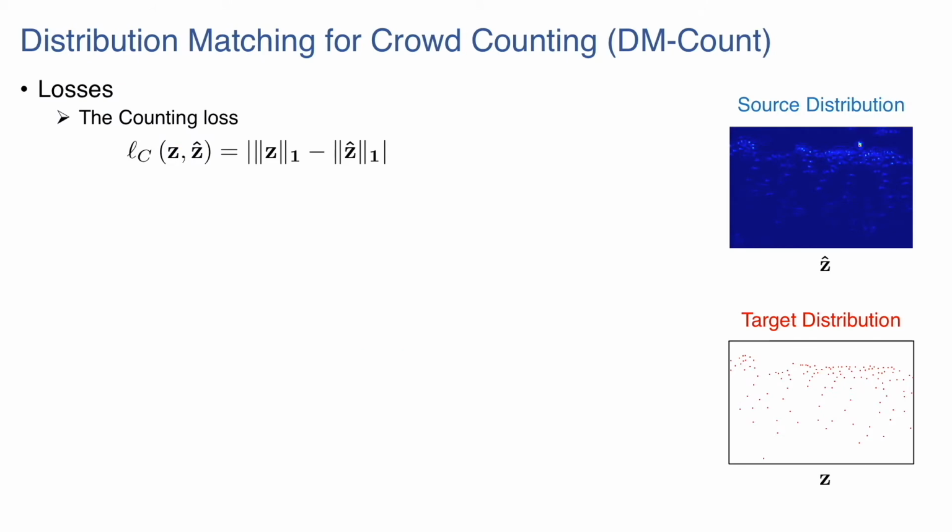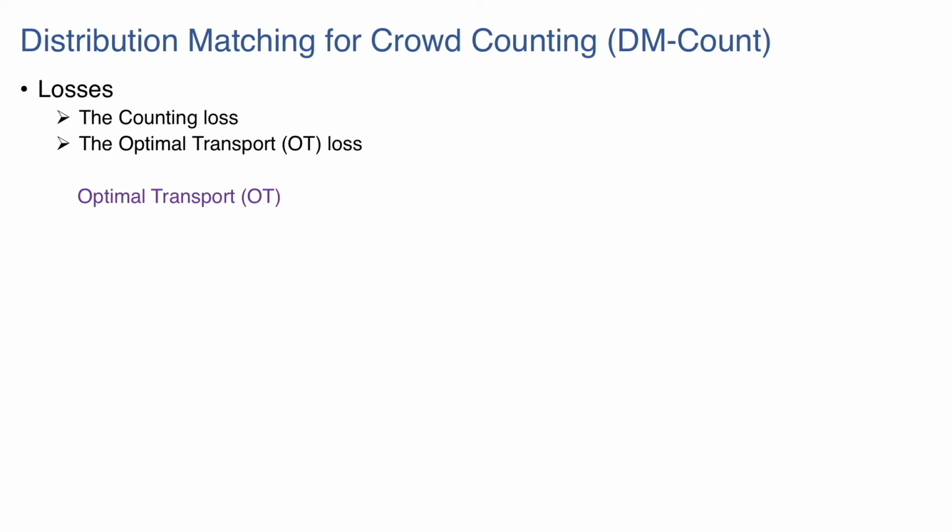Our method has three components. The first loss is the counting loss, which measures the difference between the predicted count and the ground truth count. The second loss is the optimal transport loss, which is based on optimal transport, OT. OT is the principled way to measure the distance between distributions.